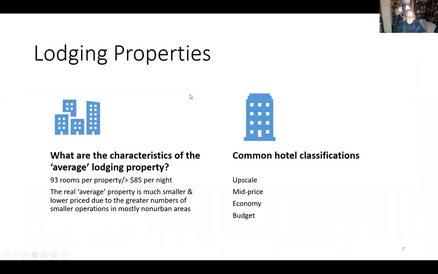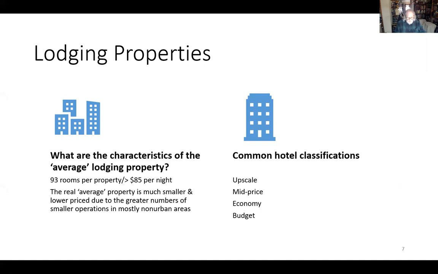So what are some of the average things that we're talking about in general for a lodging property? Well, the average hotel or lodging property is just under 100 rooms. We're at 93 rooms, and they go for about $85 a night. But that's when we average everything in. When we look at pure numbers only, we find that the average property has many fewer than 93 rooms, mainly because of lots of small operations in rural areas and places like that.